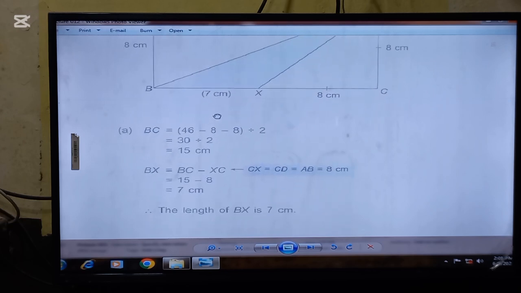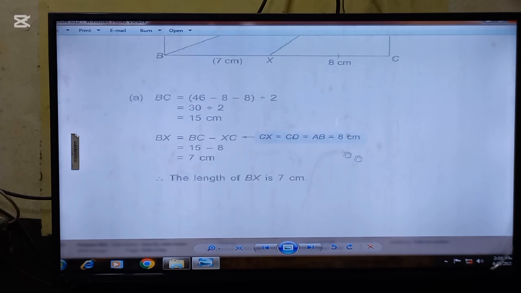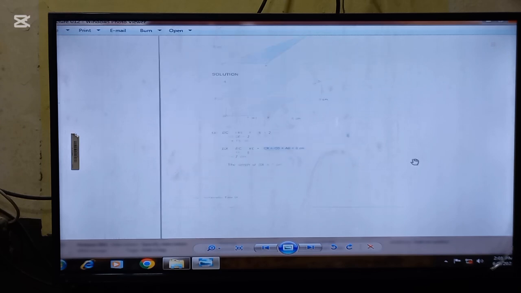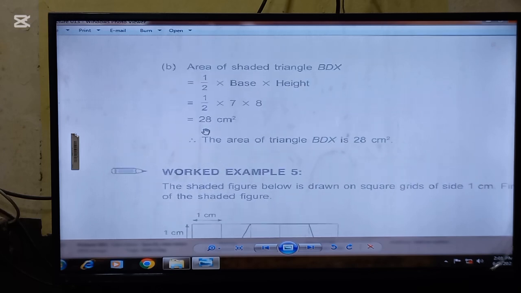Okay. And then because the shaded portion is required, if this is the base, this will be the height. So 1 by 2 into 7 into 8. So look now. 1 by 2 into 7 into 8. So this is the area of the triangle. The unit will be centimeter square because the centimeter unit was used in the question.